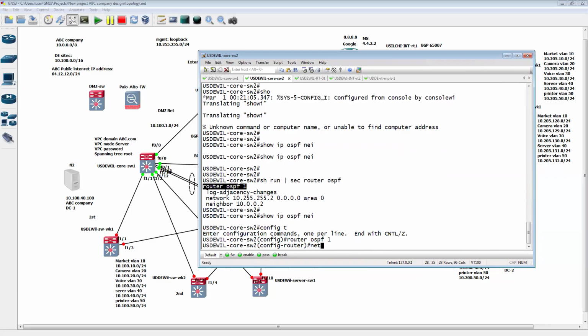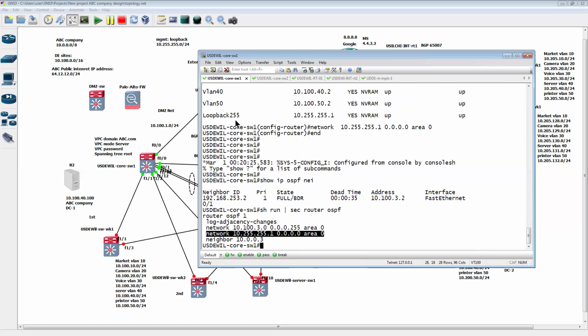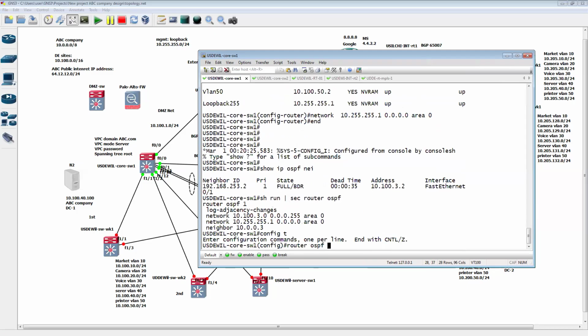Okay, now we're going to advertise that VLAN. So that is VLAN 1. Okay, 10.0.0.0, then we're going to say 0.0.0.255. We're going to say this is the same thing, area 0. And then same thing, we go back to core switch 1 in here. We go back to here, router OSPF 1.